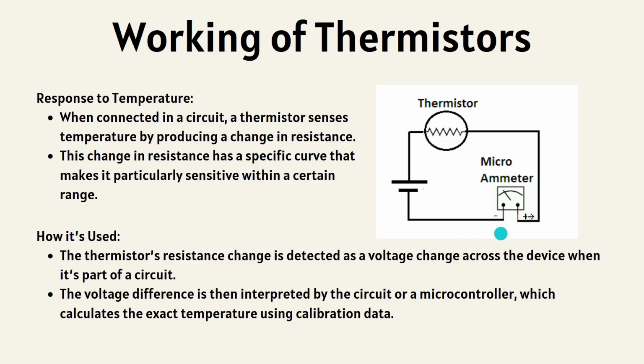So here is a simple circuit diagram which shows the working of the thermistor. Here we have a microammeter, here is a thermistor, and here we have the cell. So how it's used, the thermistor's resistance change is detected as a voltage change across the device when it's part of the circuit.